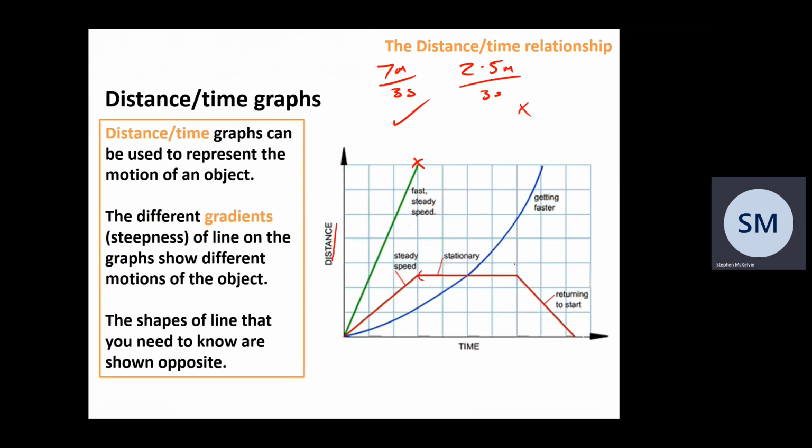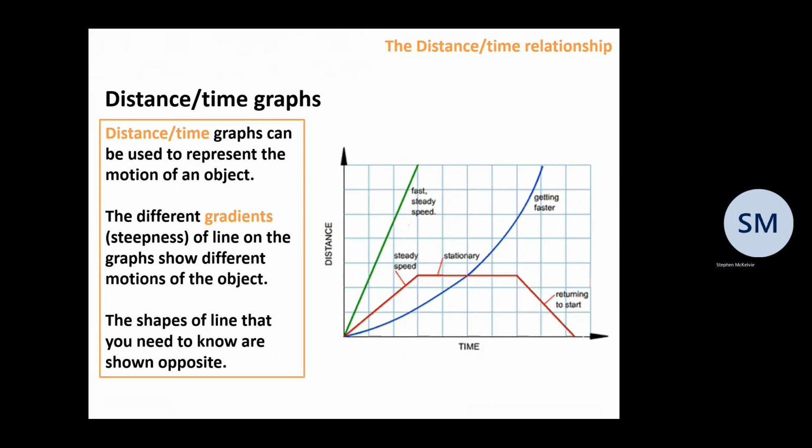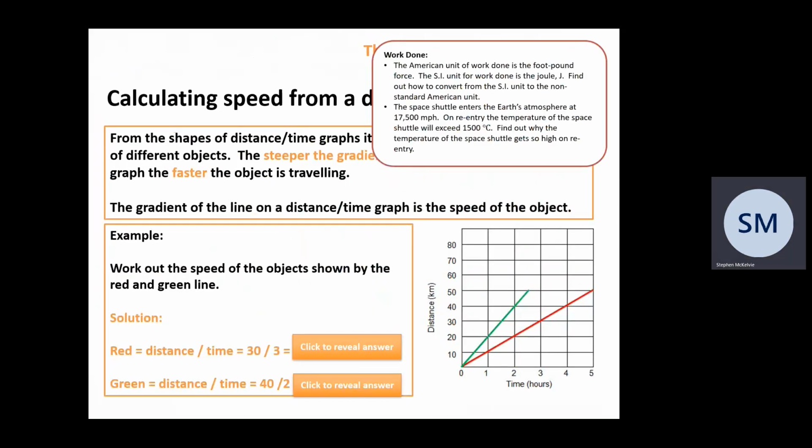A line with no gradient shows a stationary object because the distance is not increasing as time is increasing, which means the object isn't moving. Here's a go of having a go of that.